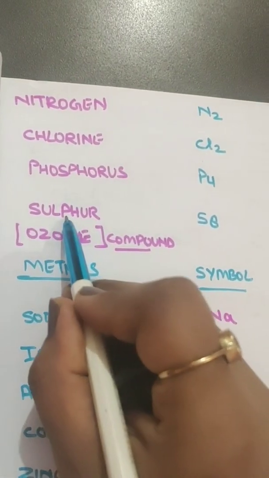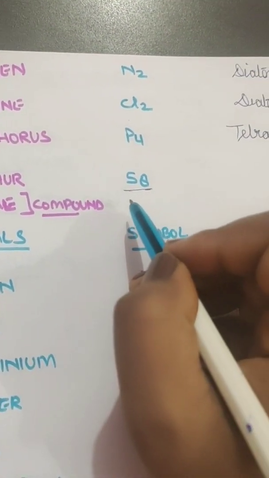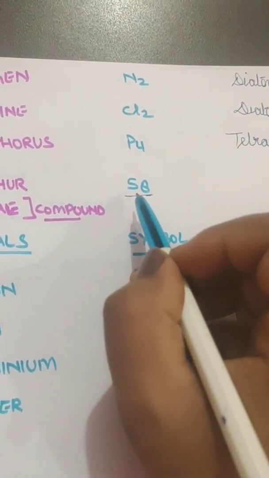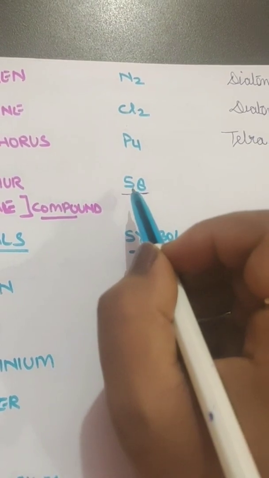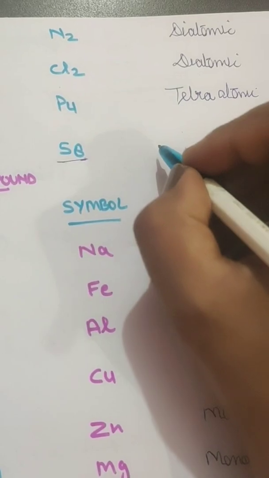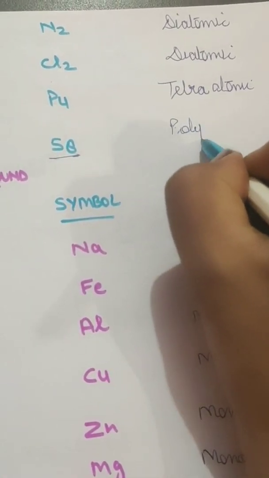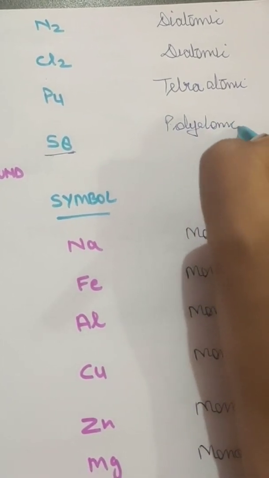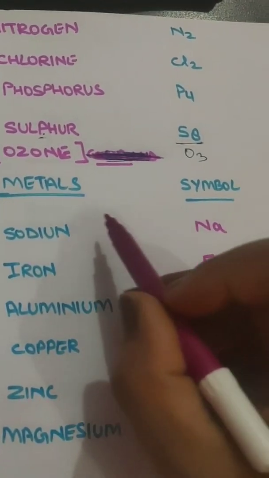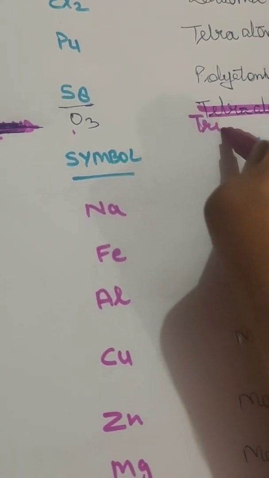And then sulfur. Sulfur is also a non-metal. It exists as S8. So 8 atoms of sulfur combine together to form a molecule of sulfur, and this is a pure element. It's not a compound. This molecule of sulfur exists in a polyatomic form. We can call it polyatomic, or we can also call it octaatomic. And ozone is O3, and this is triatomic.